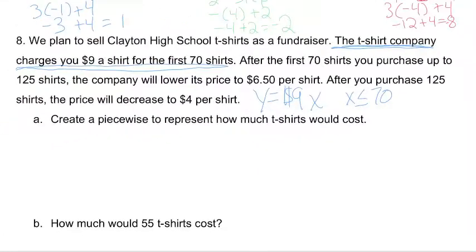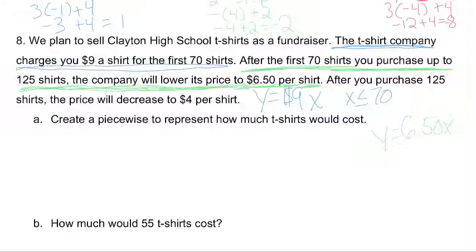And then the second or the third sentence is going to be named our green equation. And this green is going to be our second equation that we create. After the first 70 shirts, you purchase up to 125 shirts. The company will lower its price to $6.50. So we have y equals $6.50 times how many shirts you buy. So that is our x.